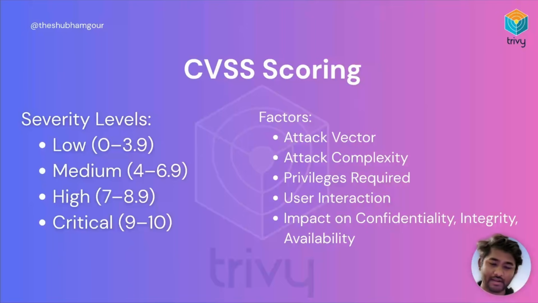Now, again, what factors is it considering in the scoring pattern? First is attack vector, second is attack complexity, third is privileges required, like what sort of privileges are required. Fourth is user interaction, whether it is a behavioral change or when a user does a specific action, and based on that it is doing the scoring. Those are the factors. And the last is impact on CIA, that is confidentiality, integrity, and availability.